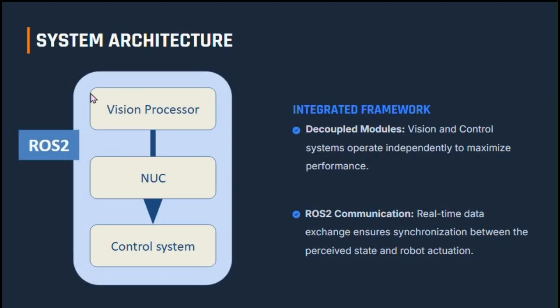Our system architecture. There is a vision processor that communicates with the NUC, and the NUC controls the control system. This integrated framework is made of decoupled modules. Vision and control systems operate independently to maximize performance and computational efficiency. They are integrated in ROS2.